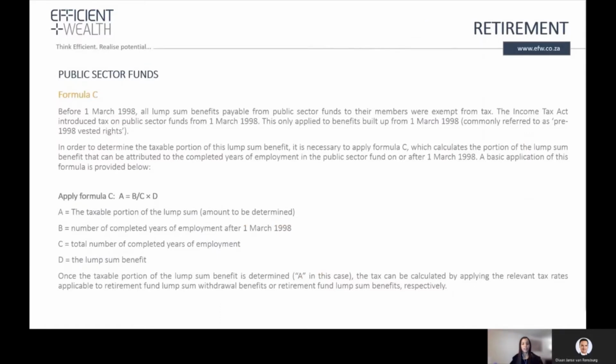I'll be discussing the public sector funds based on Formula C. Before 1 March 1998, all lump sum benefits payable from public sector funds to the members were exempt from tax. The Income Tax Act introduced tax on public sector funds from 1 March 1998. This only applied to benefits built up from 1 March 1998, commonly referred to as pre-1998 vested rights. In order to determine the taxable and tax-free portion, it is necessary to apply Formula C, as you can see below.